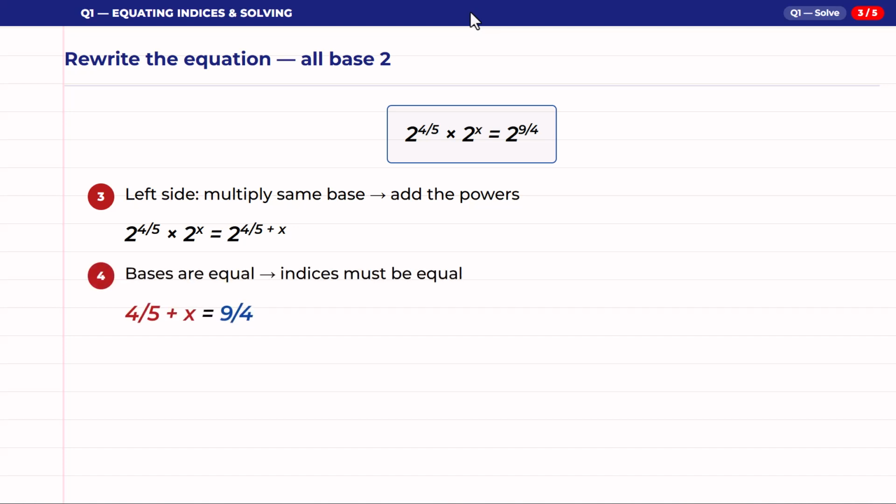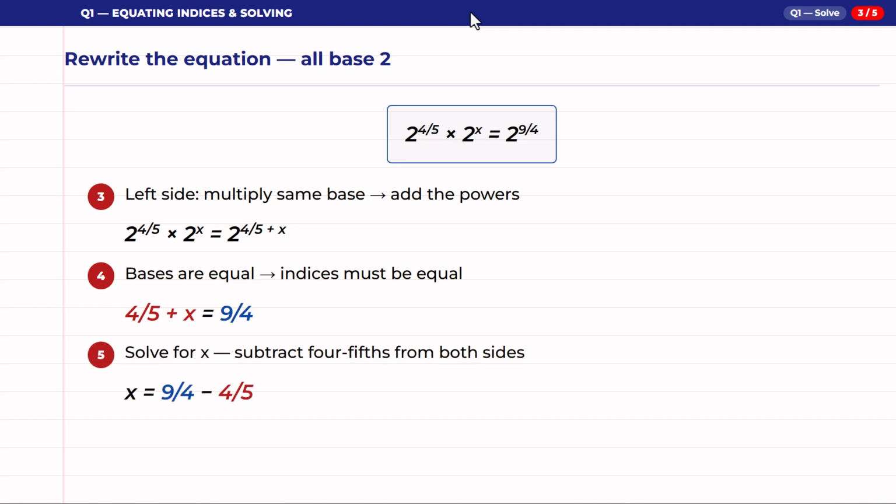Step 4. Since both sides are now a power of 2 with equal bases, the indices must be equal. So 4/5 plus x equals 9/4. Step 5. Solve for x by subtracting 4/5 from both sides. x equals 9/4 minus 4/5. To subtract these fractions we need a common denominator. The lowest common multiple of 4 and 5 is 20.